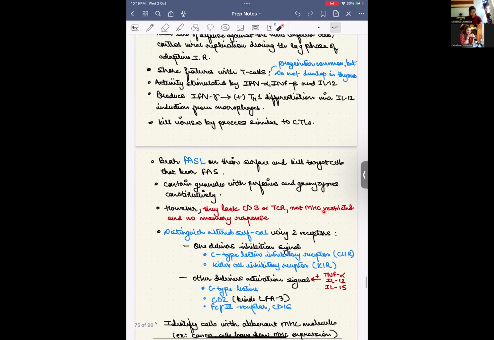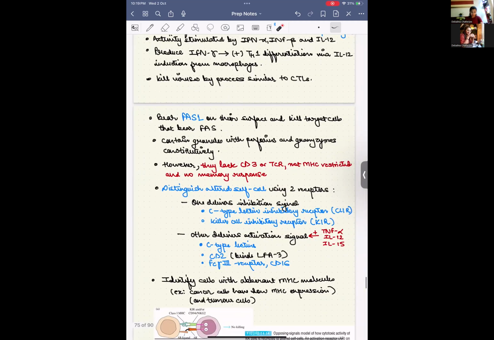Now, if there is no MHC restriction and there is no CD3, how exactly is the signal being communicated? It has been found that the NK cells can distinguish between the self cells and the altered cells by using two sets of receptors. The first set of receptors are the ones that can give an inhibition signal, and the contrary, they have the activation signal delivering receptors. So these are two classes of receptors that are present on the NK cells.